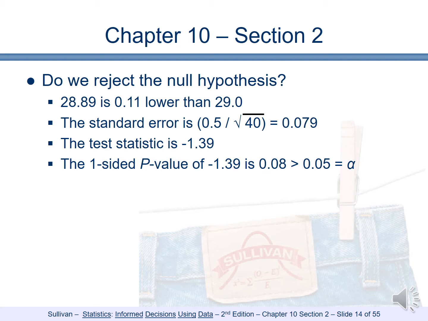So 28.89 is lower than 29, so we find the standard error, and our test statistic is calculated the same as before. We look up our test statistic, and it turns out to be 0.08.